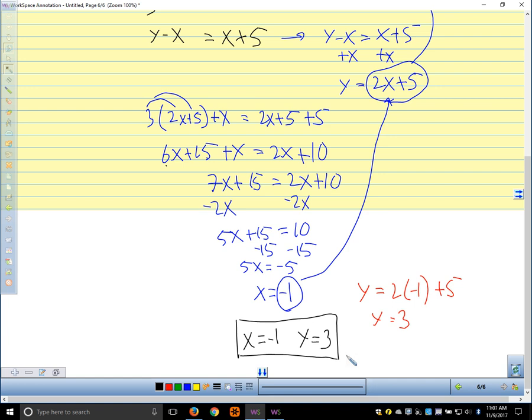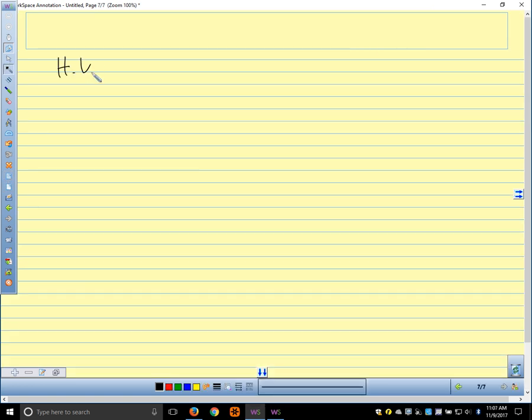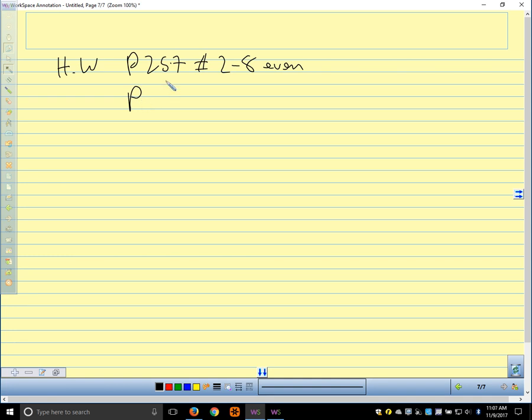Questions? Okay. Our homework is in 2 pieces. One is systems of equations. A couple of those. Oops, this should be 257 first. Number 2 through 8 even. Those are the systems. And then on page 262, these are the hypotenuse leg problems, 11 through 26.